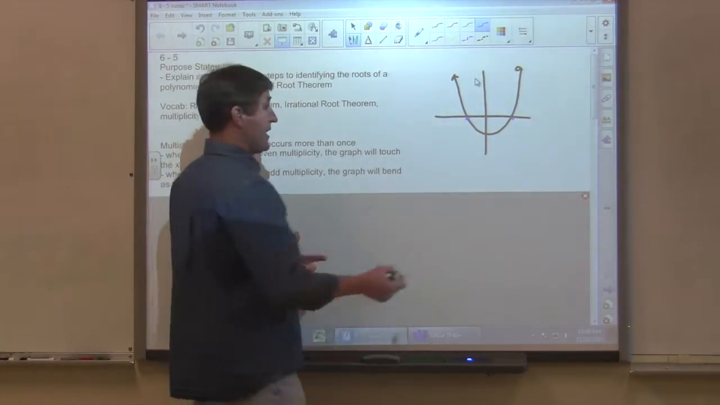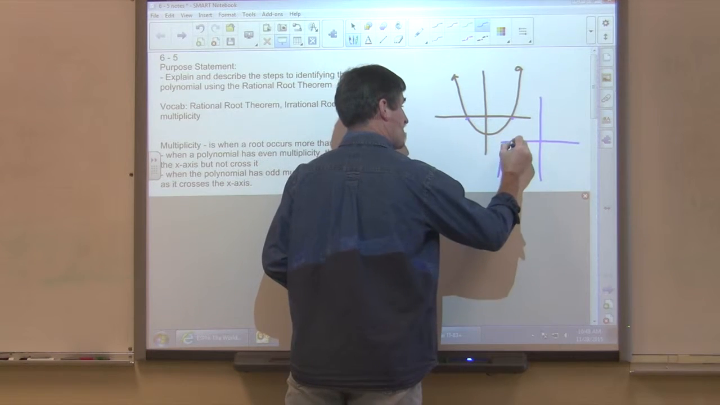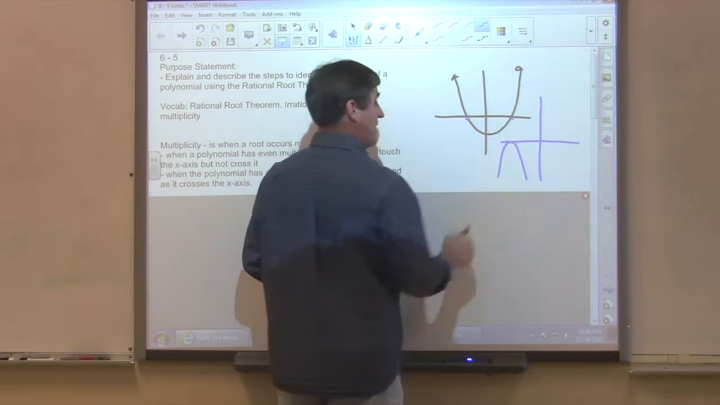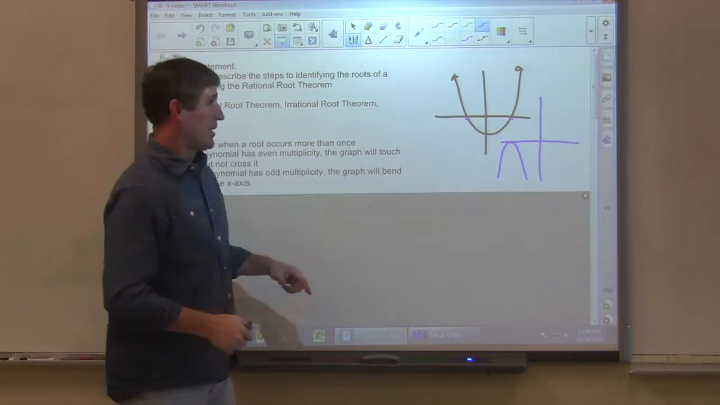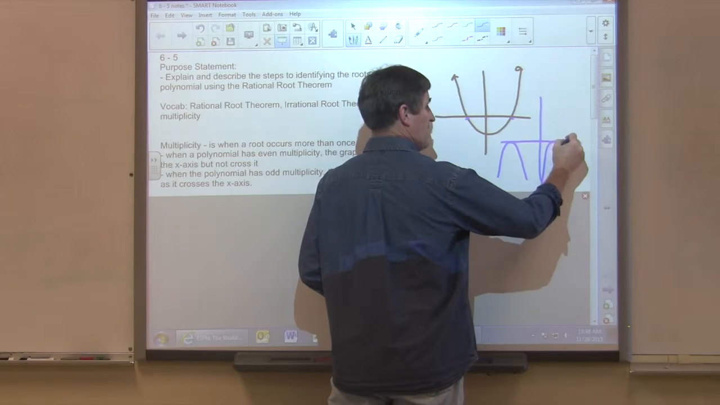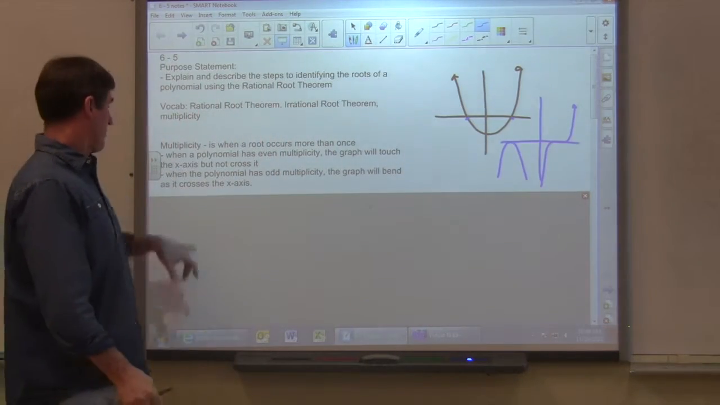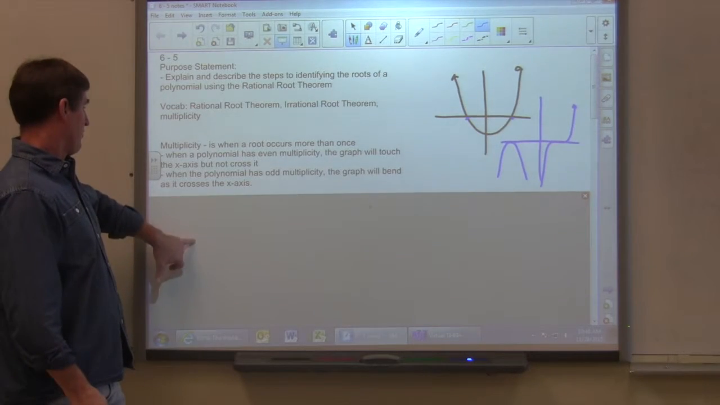So what they're saying is, if the graph comes up and just touches, then it's going to have an even multiplicity. Whereas if it comes up and as it crosses, it curves, it's going to have an odd multiplicity. So I've got an example here for us.